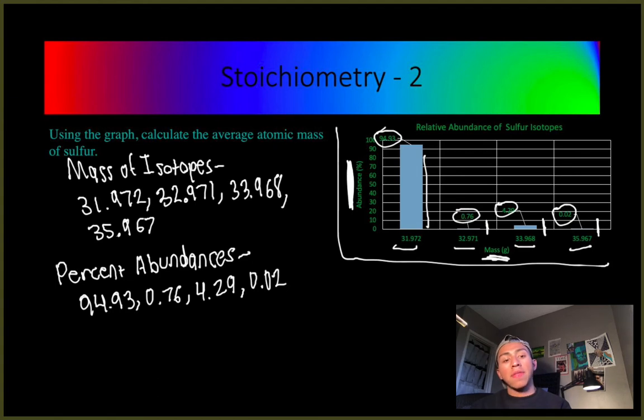Now, given that these are our masses and percent abundances for our four naturally occurring isotopes of sulfur, we are able to calculate our weighted average. And so the setup for our weighted average calculation should look something like this.